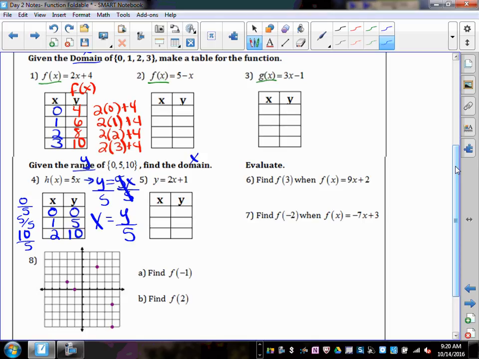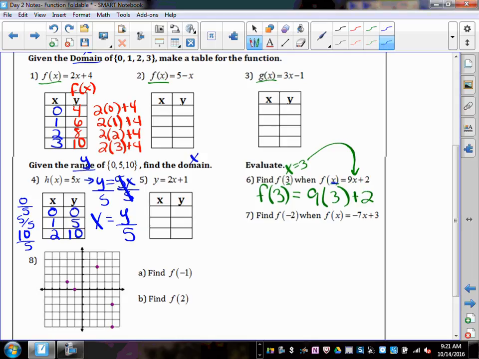All right, let's go and do number 6 next. Find f of 3 when f of x equals 9x plus 2. So this is evaluating. Normally it's f of x. Well, they want f of 3. So this means that x equals 3. So all I'm doing is taking 3 and putting it into my equation. So f of 3 equals 9 times 3 plus 2.